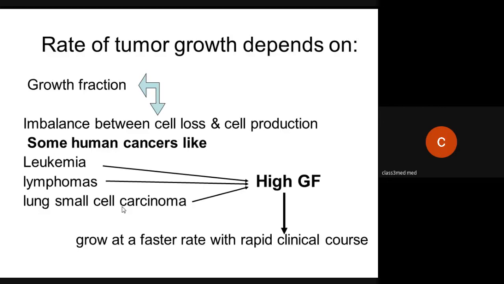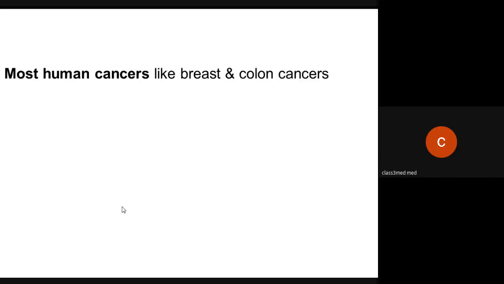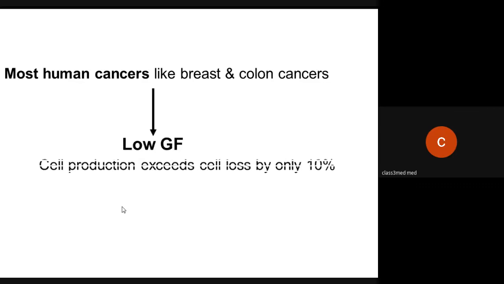While most human cancers, such as colon, breast, and prostate, have a low growth fraction, and so the clinical course is slow. Okay? There is cell proliferation, but at the same time there is cell loss. Without angiogenesis, the tumor cannot keep growing beyond 1 or 2 mm. Cell production exceeds cell loss by only 10%, and this is not enough for the tumor to increase in size. So when the growth fraction of the tumor is low, you expect a slowly growing tumor with a slow clinical course.